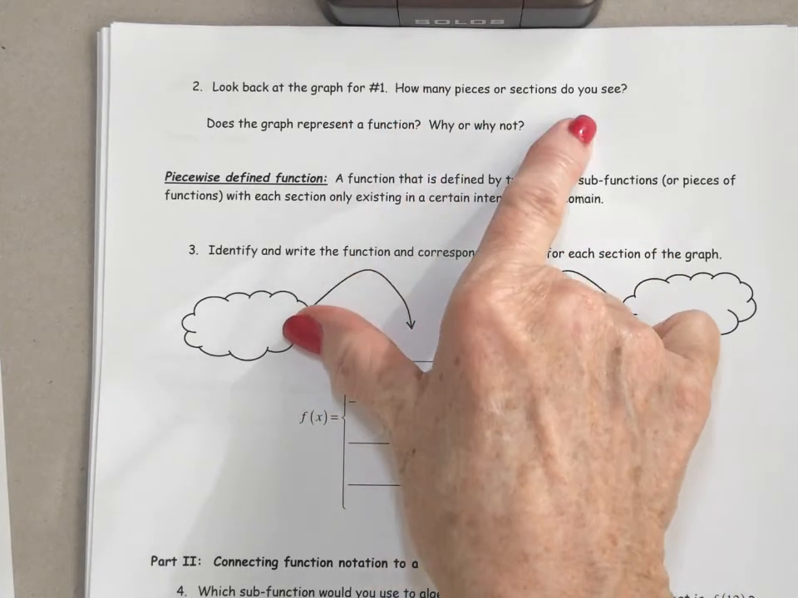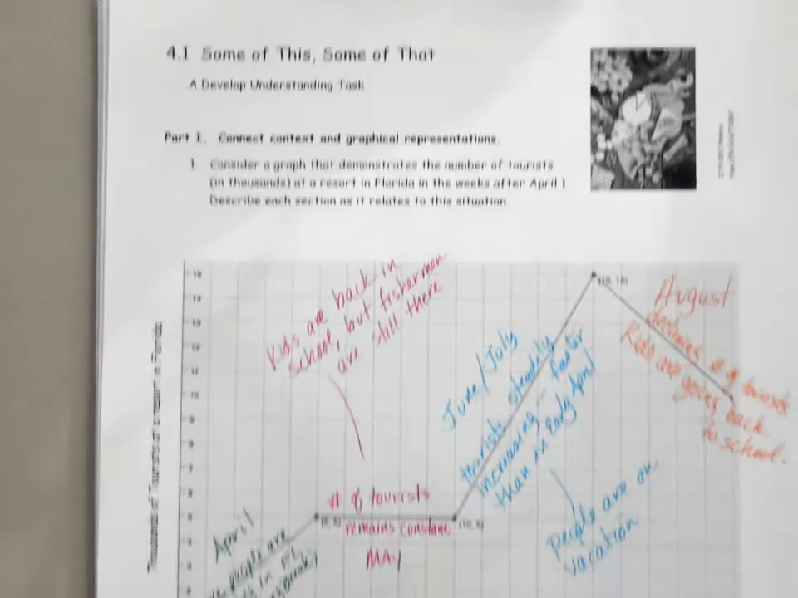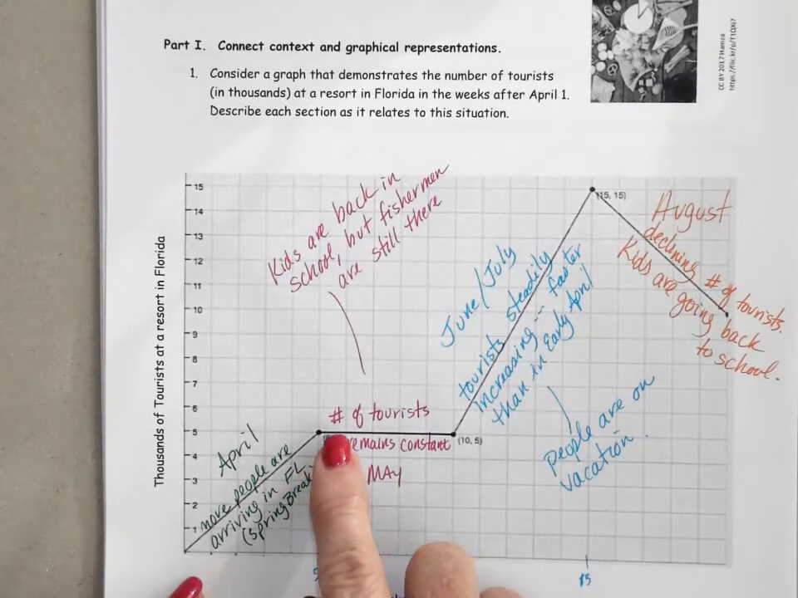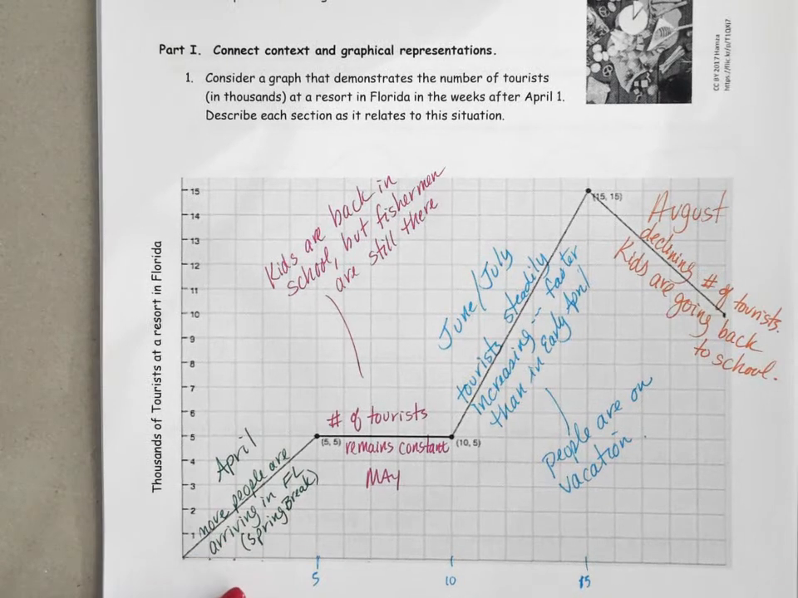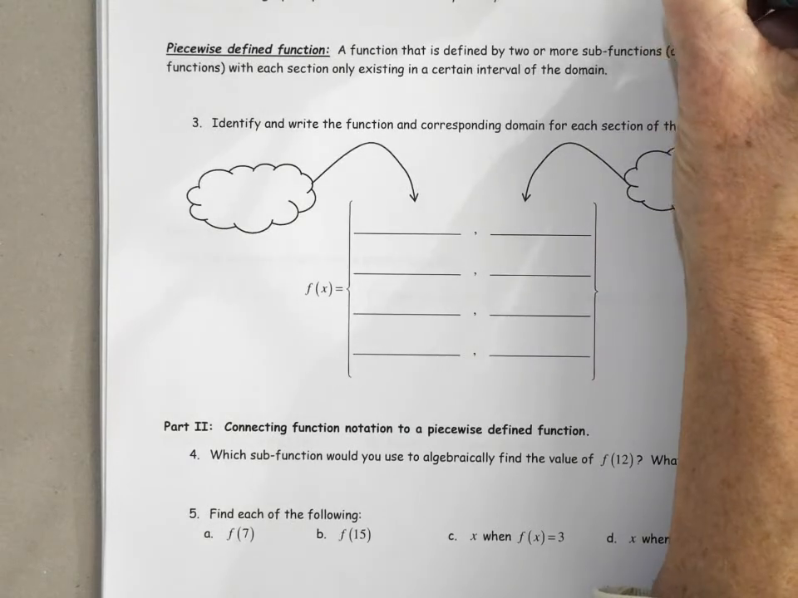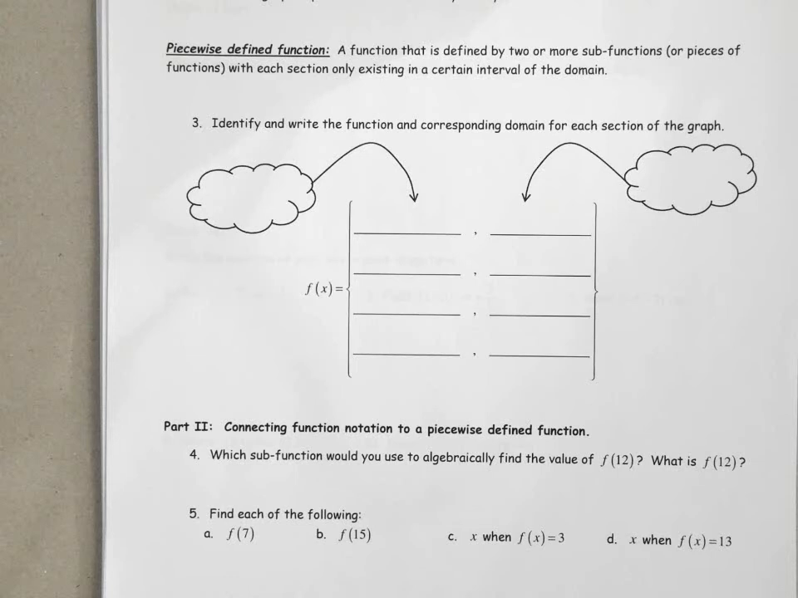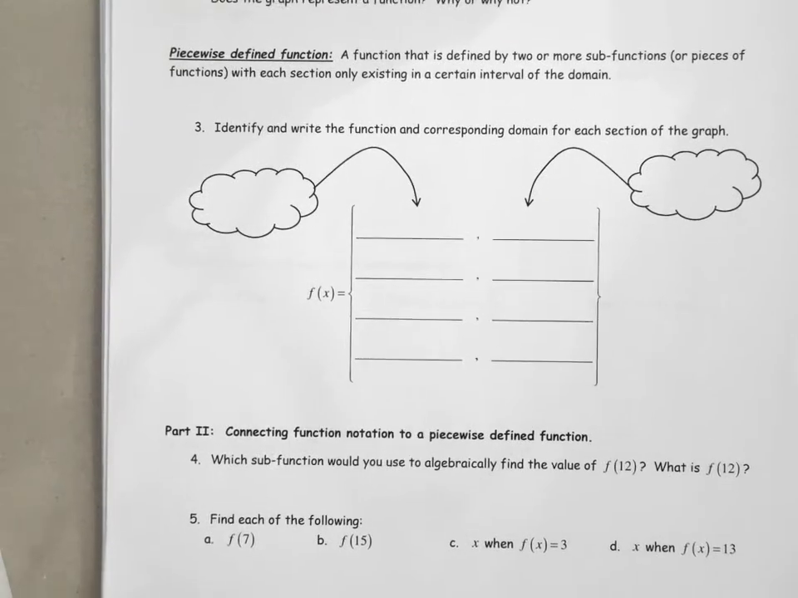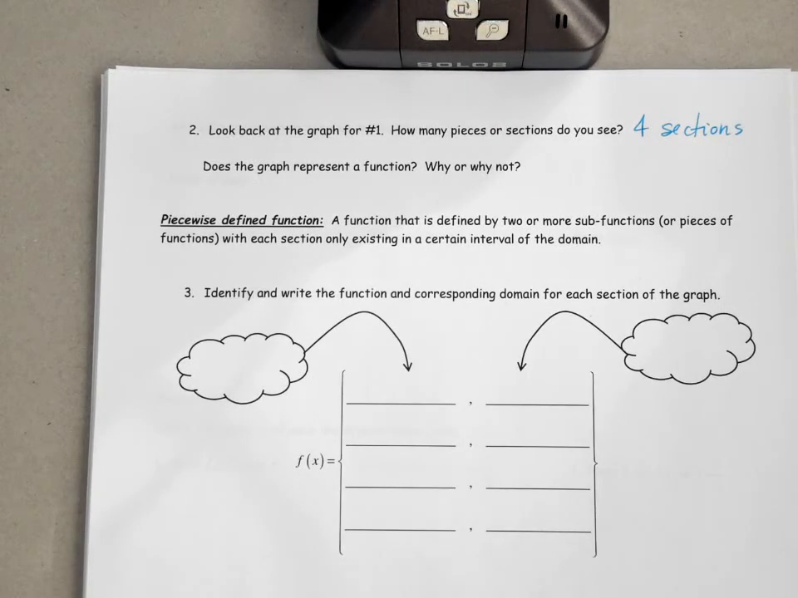How many pieces or sections do you see? So if we look back, how many sections do you see? Yeah, there's 4. There are 4 sections. And does this graph represent a function? Oops, can't see what I wrote, sorry. 4 sections. Does the graph represent a function?